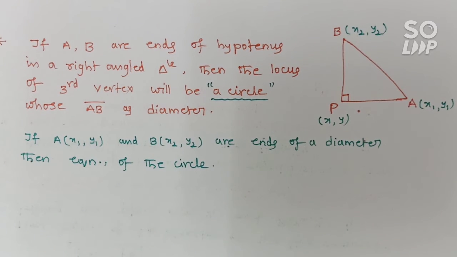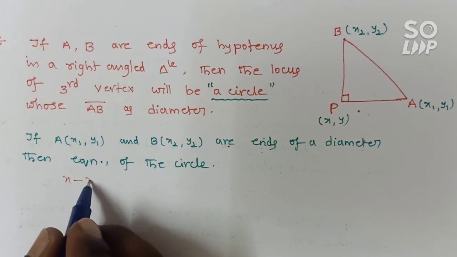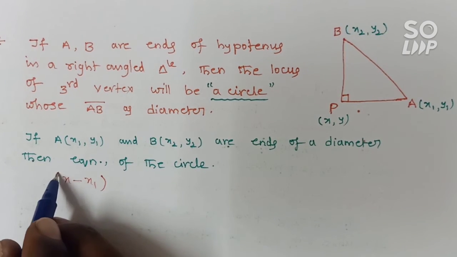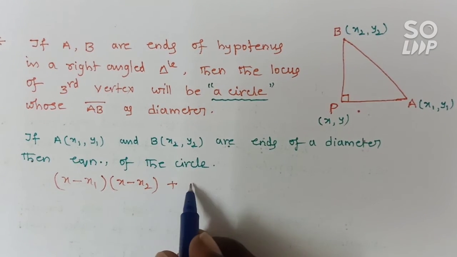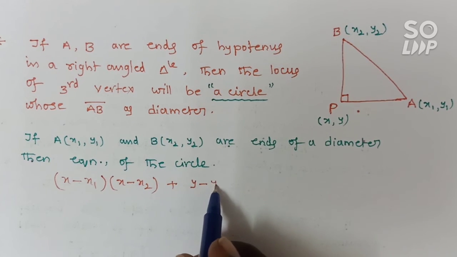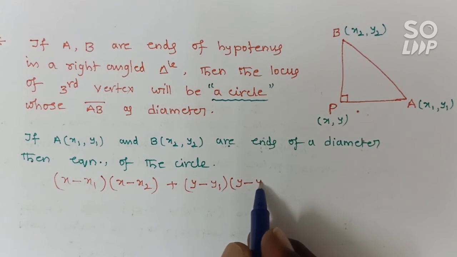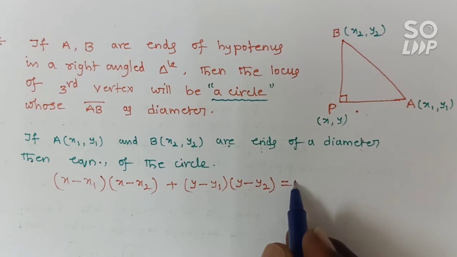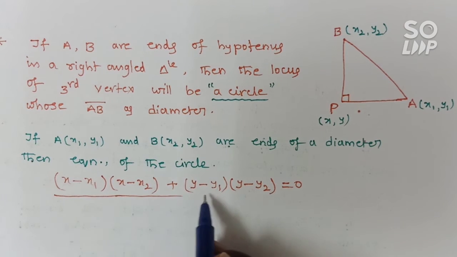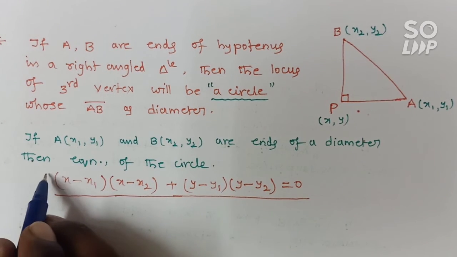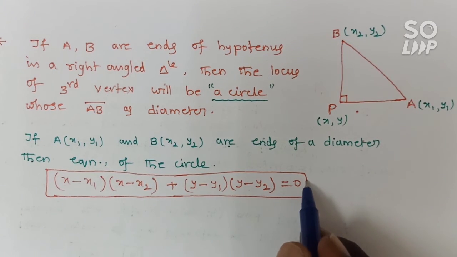By cross multiplying, we will get the circle equation: (x minus x1) into (x minus x2) plus (y minus y1) into (y minus y2) is equal to 0. This one is the equation of the circle whose ends of the diameter are A is x1, y1 and B is x2, y2.